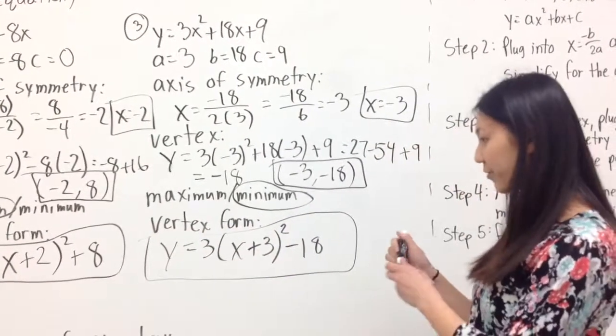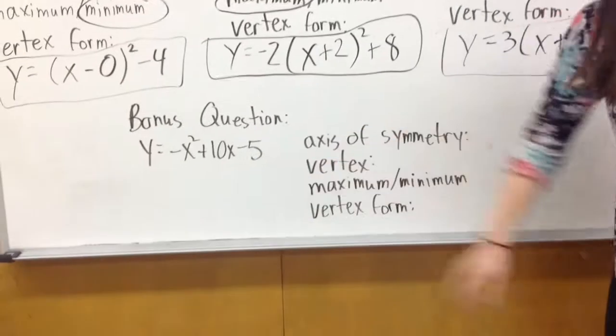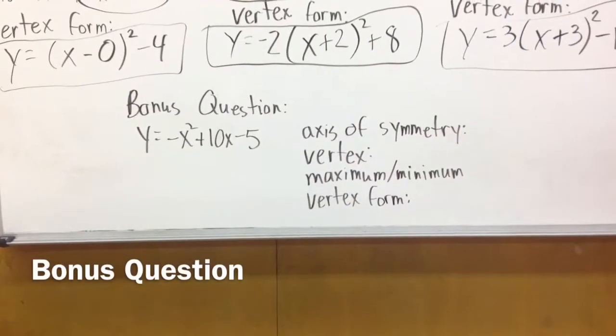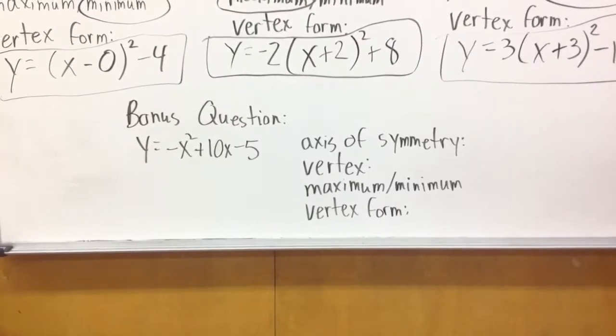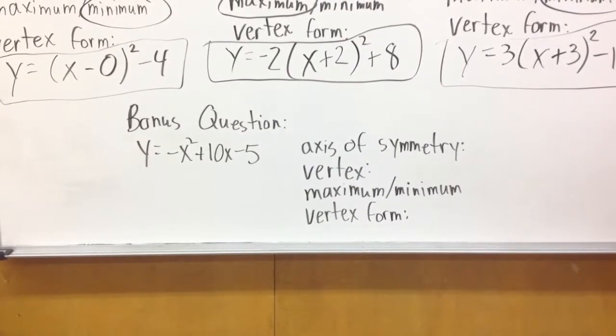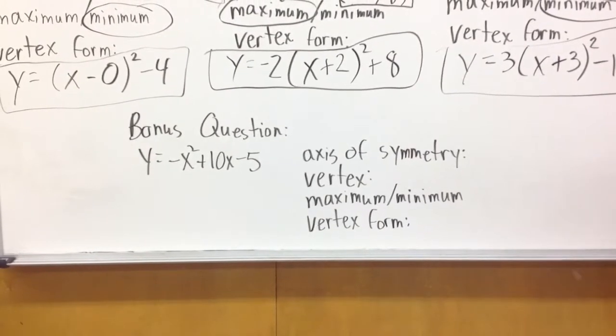Alright, so we've gone through those examples just now. Let's go ahead and look at that bonus question. So this is your bonus question. You're still finding the axis of symmetry, the vertex, to see if it's a maximum or minimum, and putting it in vertex form. Make sure when you put it in vertex form, you are flipping just that x coordinate. Good luck.